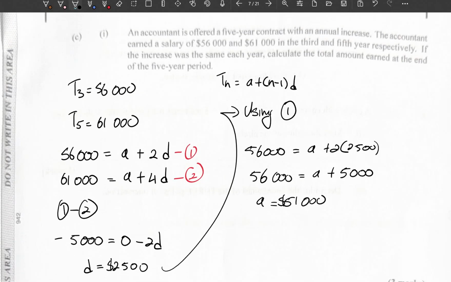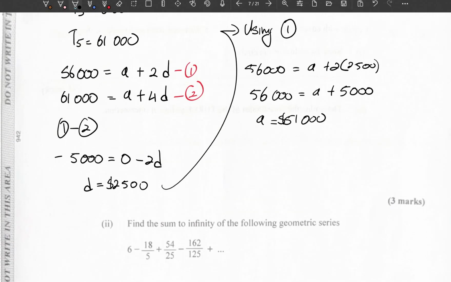So they want the summation for the 5 years. They want the sum of the first 5 years. So that is given by S sub n, and S sub n for an arithmetic progression, what's that going to be? That's going to be n over 2 into 2a plus n minus 1 by d. Right, so let's go ahead and find that.